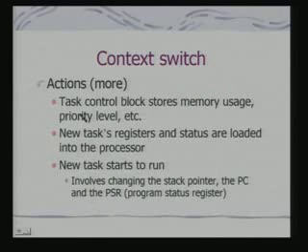The task control block stores memory usage, priority levels, all this information, and the new task's registers and status are loaded into the processor. Where from are they loaded? From the PCB of the process which is currently being dispatched. And then the new task starts to run. All these things involve changing the stack pointer, the PC, as well as program status registers. So you can understand that all this context switch obviously involves an overhead in terms of the instruction cycles involved for this job.